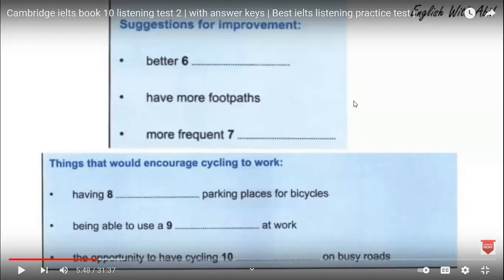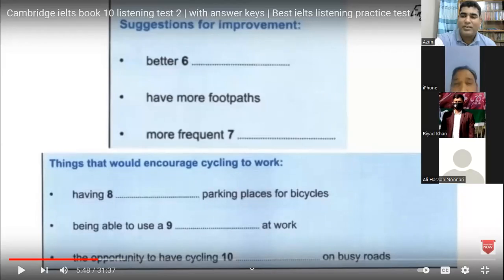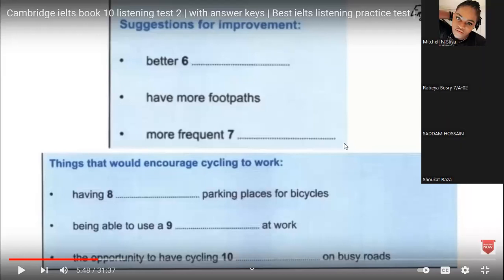Mr. 7, and anyone please, write down your score. Sir, Mr. Azimuddin, I had just one question. What sound is it?